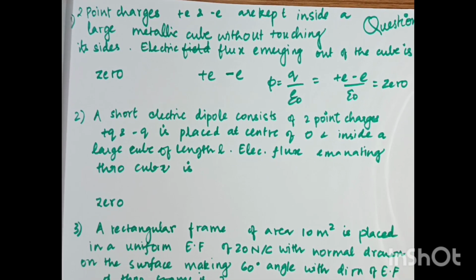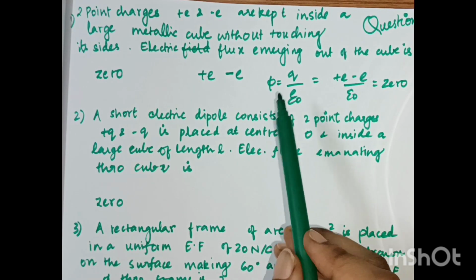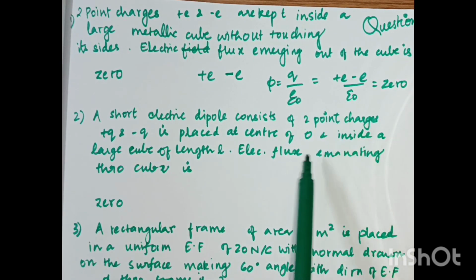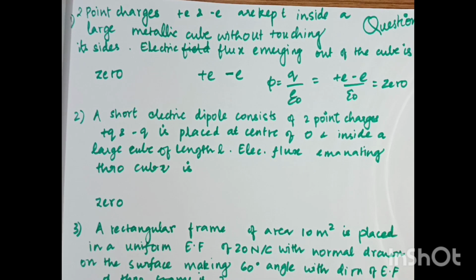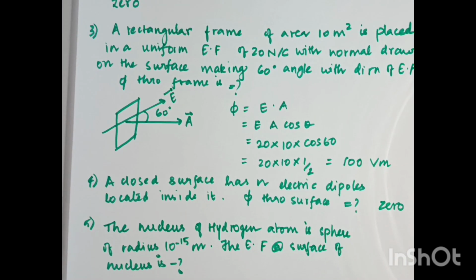So that is what an electric dipole is. Again, for the same reason, it will be plus q minus q by epsilon naught. So the answer is 0. So here also the flux is 0. Let us see this question.